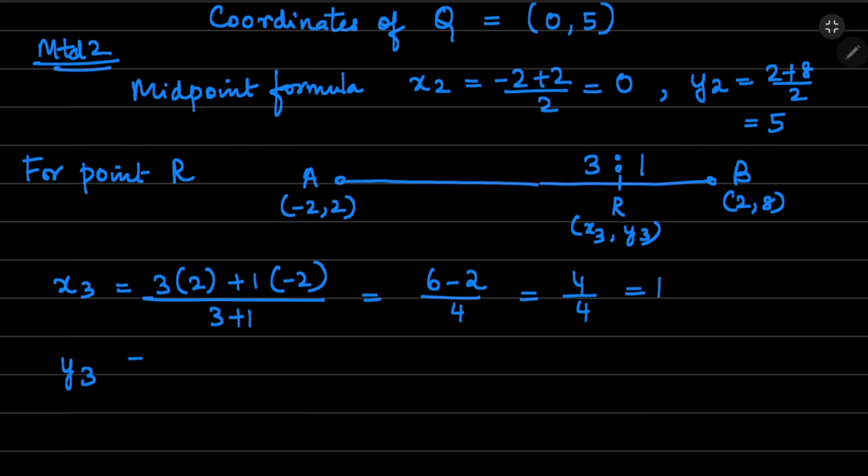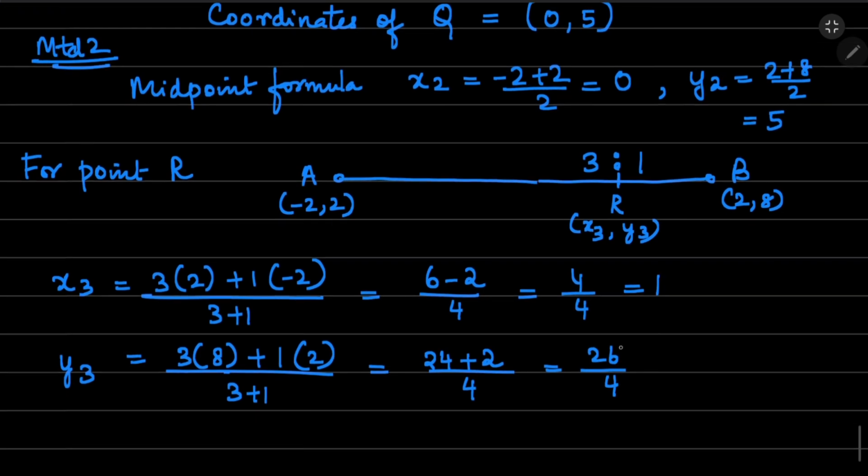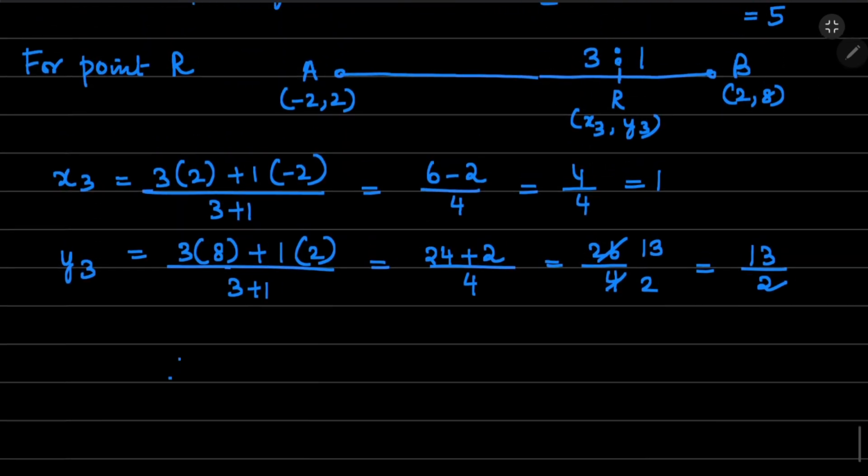What about y3? y3 will be equal to (3 into 8 plus 1 into 2) divided by (3 plus 1). 3 8s are 24 plus 2 by 4. So what is it? 24, 25, 26. 26 by 4. If you cancel 2, 13, 2 into 13 is 26. 2 2s are 4. So this is equal to 13 by 2. Okay, so therefore the coordinates of R will be 1, 13 by 2.